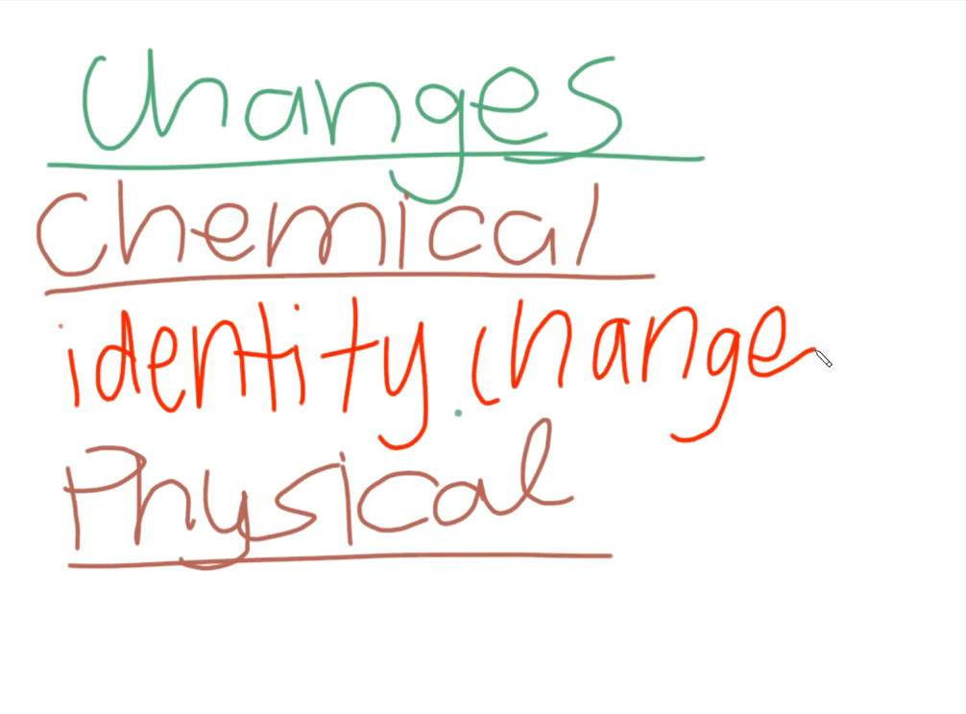So that means, let's say, an atom of chromium undergoes a chemical change. That means it won't be an atom of chromium anymore. It may be an atom of vanadium or an atom of magnesium. So basically, the identity of whatever is undergoing the change changes, if that makes sense.